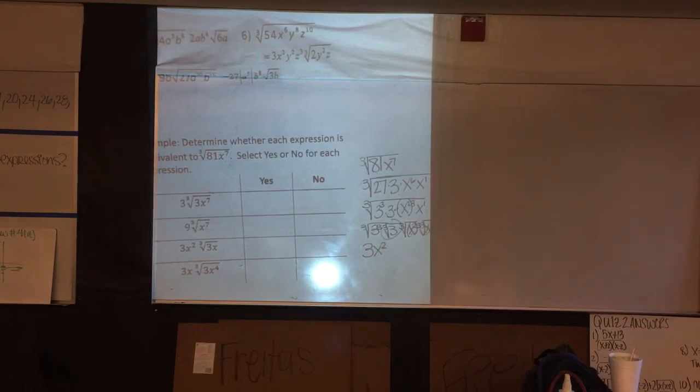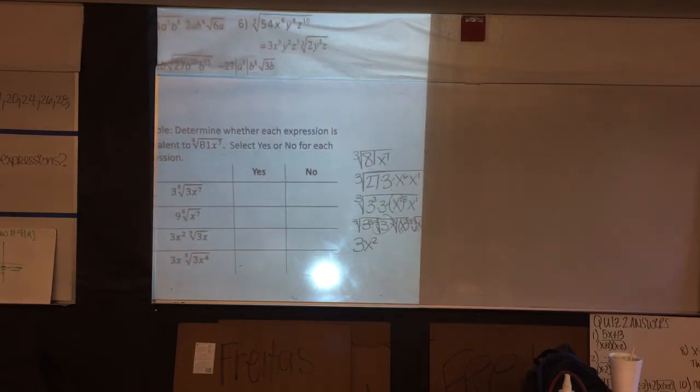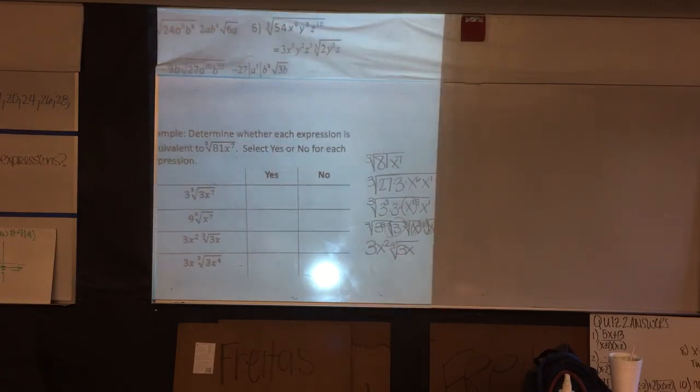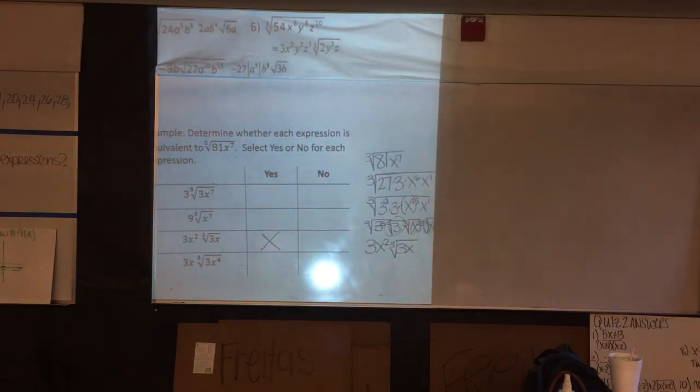And some of you might have done that a different way in a previous math class, and that's okay. There's several ways to do these. And now because these two are left inside, I'm going to put them back together, and I get 3x squared times the cube root of 3x. So I look over here and I see there is one that is identical to mine. So this one is yes. But that doesn't mean that all the rest are no.